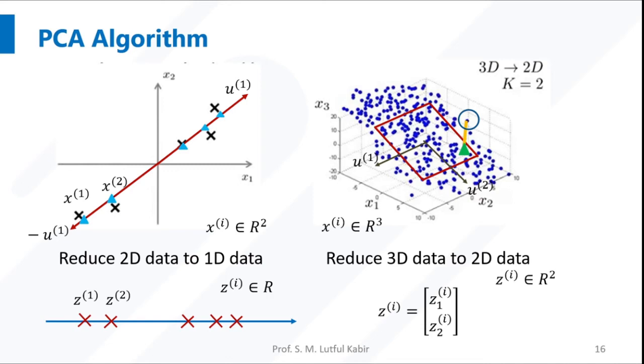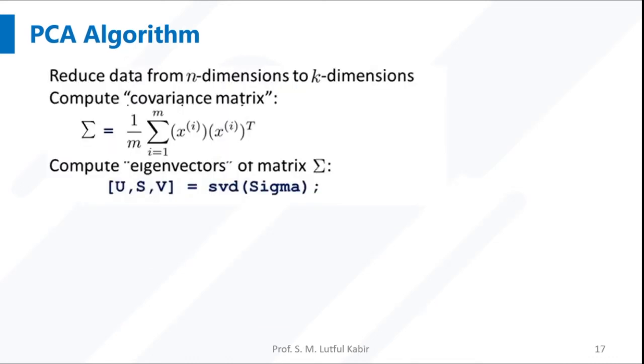Mathematically, we can prove and derive the formula, but we are not interested in the derivation, rather in the systematic approach of calculating u from the given data in n dimension. Let us discuss that technique. If you want to reduce data from n dimension to k dimension, first of all you have to calculate the covariance matrix.